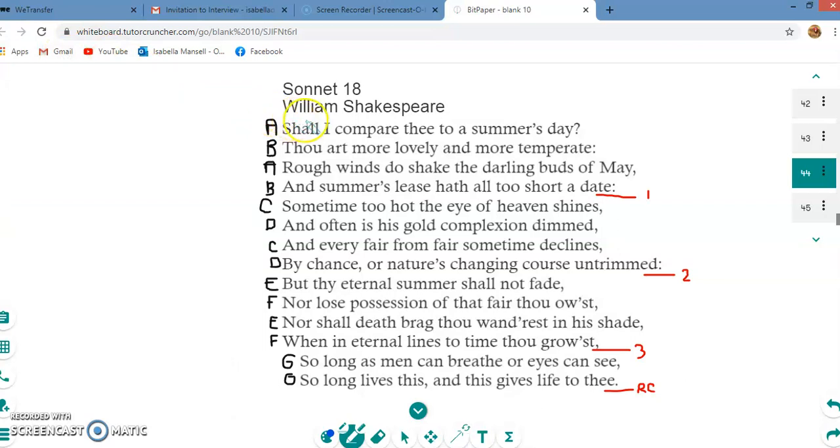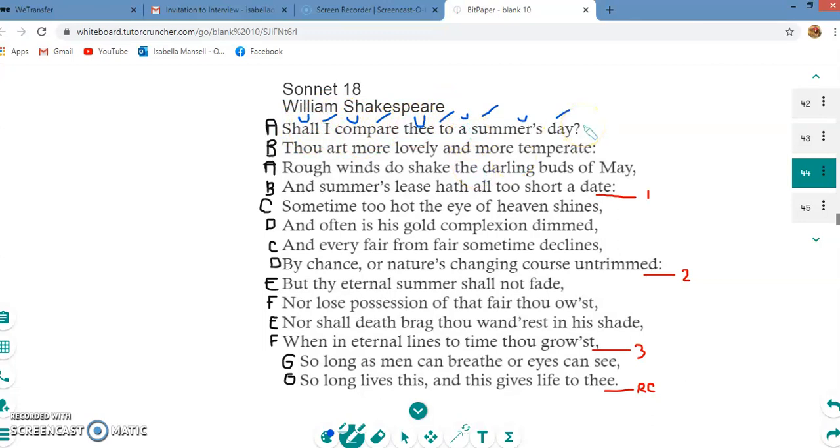So you can mark unstressed syllables with a little U like this, and stressed syllables with a diagonal line like this. So that's shall I, and I'm going to just continue with this first line here: compare, the being unstressed, to being stressed, a, sum's, day. So hopefully those symbols will make sense to you. It's just the couples here: shall I, compare, the two, a sum's, day.